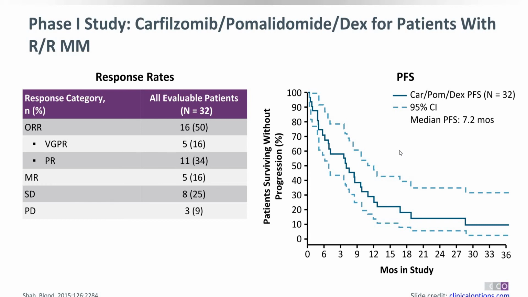There was a phase 1 study in which they combined carfilzomib in place of bortezomib. They showed an overall response rate of 16%, including 5 VGPR and 11 partial responses, and 3 had progressive disease. So, not a very impressive combination.